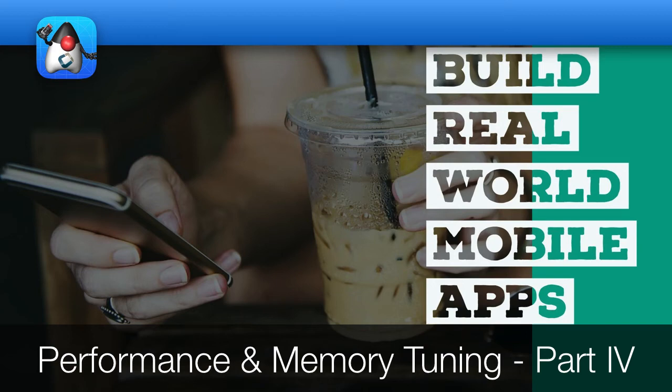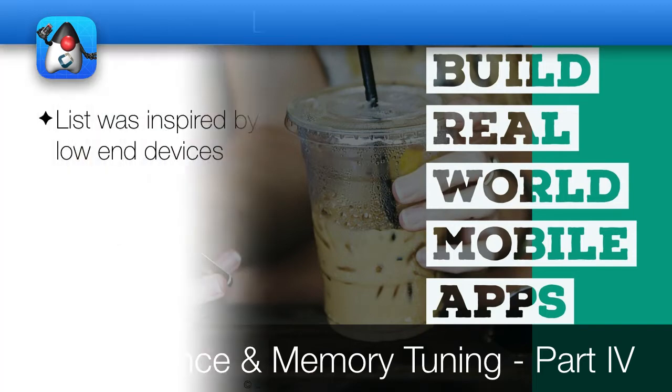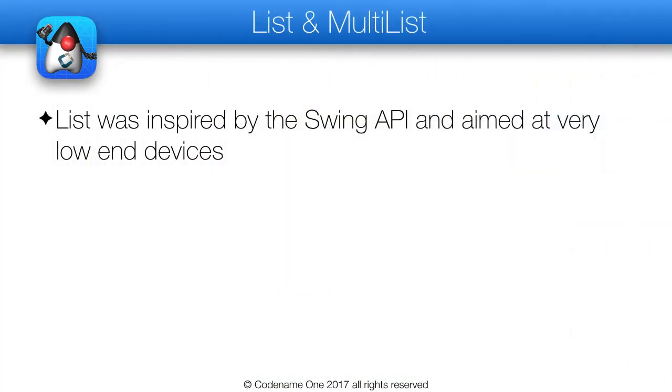In this section, we continue with other performance tips and pitfalls, starting with lists. When we initially created the List API, we were heavily inspired by Swing's architecture. The ability to create an infinitely sized list without performance penalty was attractive and seemed like a good direction for our original 2 MB RAM target devices back in 2006-07.